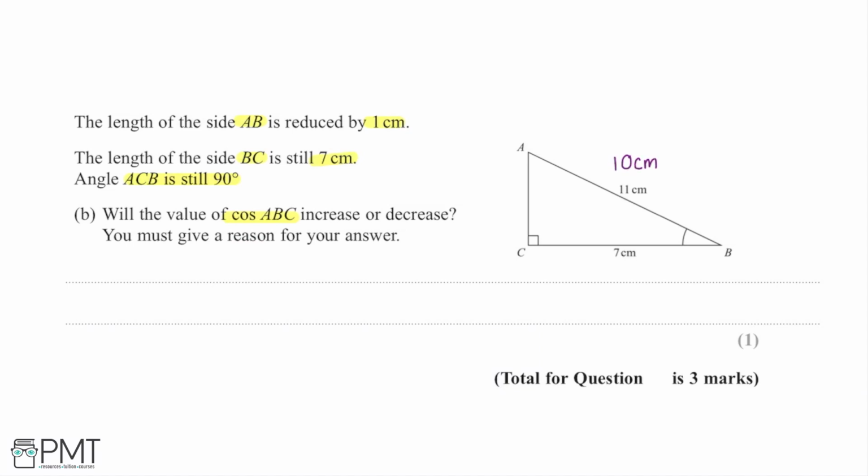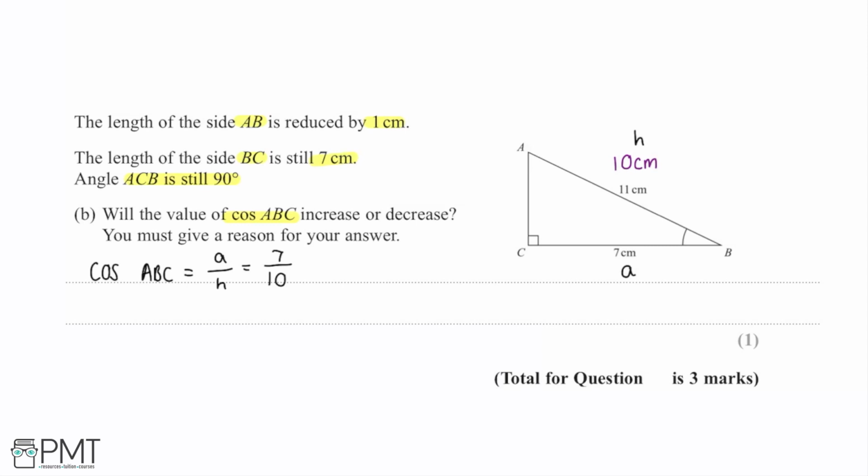Now if I want to find cos of ABC again, I need to substitute that in, so cos of theta or cos of ABC is equal to the adjacent over the hypotenuse. Again, the adjacent is going to be the 7, and the hypotenuse has gone from 11 to now 10, so I now have 7 over 10.